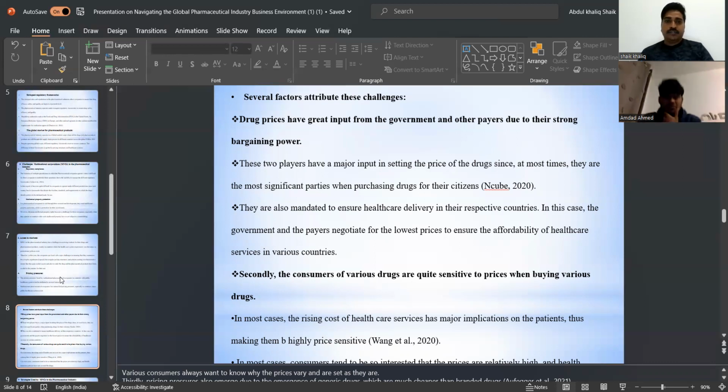So he has explained several key factors of pharmaceutical industries. Now I would like to explain about several factors attributed to these challenges.